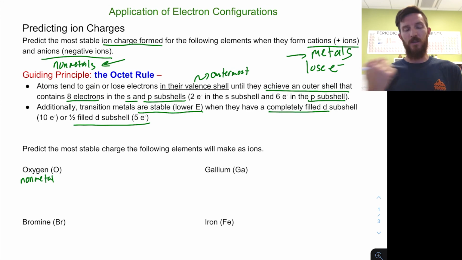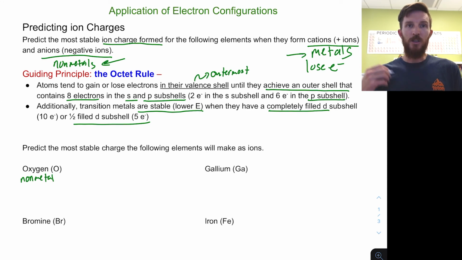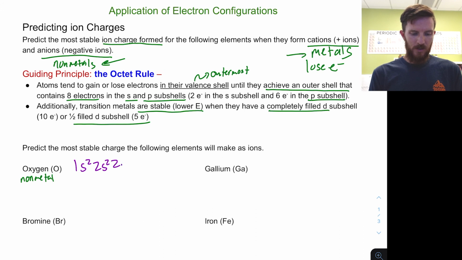The majority of our elements are actually metals. So we look at oxygen and see that it's a nonmetal, and we've got to predict how many electrons it's going to gain to give it an octet. So we would write out 1s2 2s2 2p4 as its neutral oxygen electron configuration.